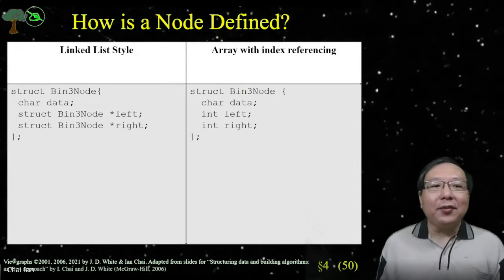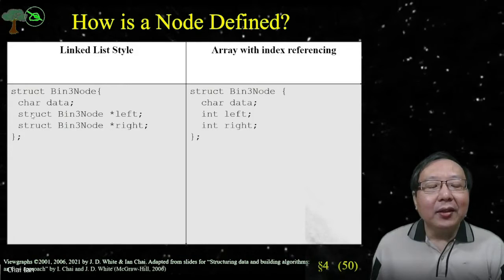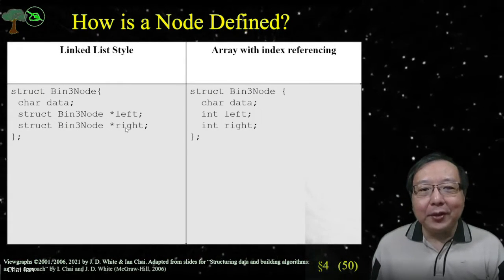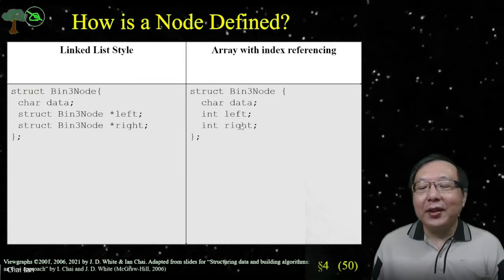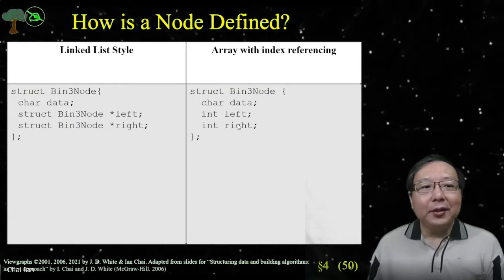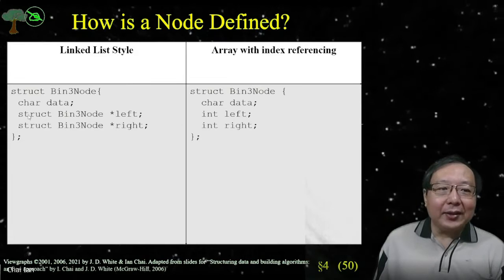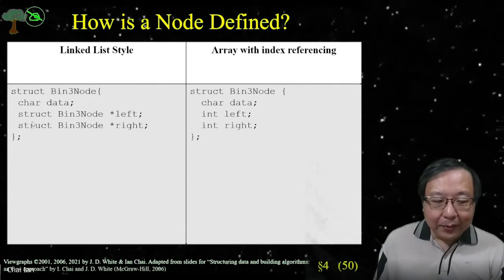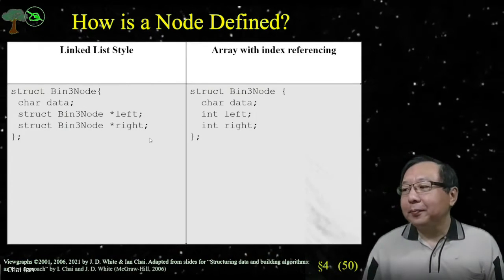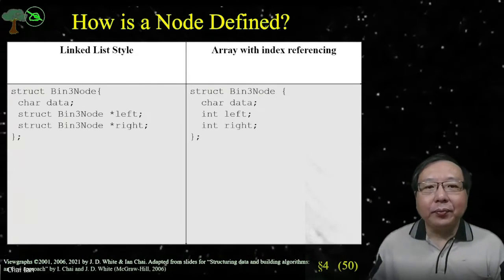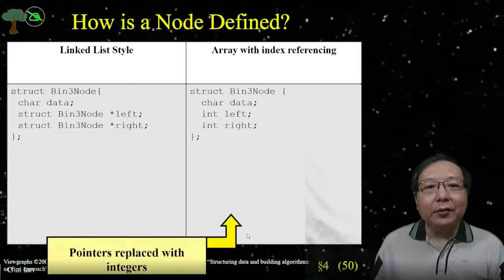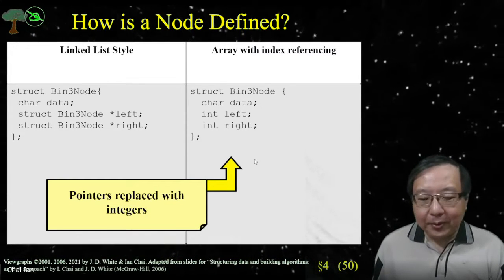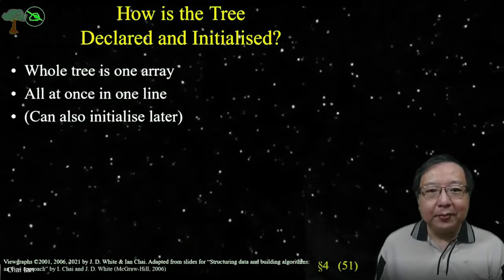So the node is defined like this. You see the difference? The original linked list node has a pointer here and a pointer here. This one has just left and right. Okay, and of course, like I said, you can leave out the word struct here. You cannot leave out the word struct here, but you can leave out the word struct here. And this is how you define the node. And the main difference is that all those pointers became integers now.